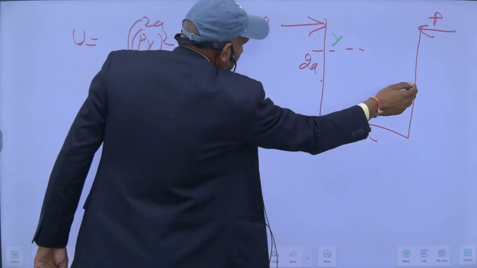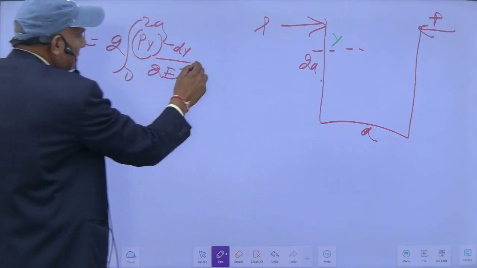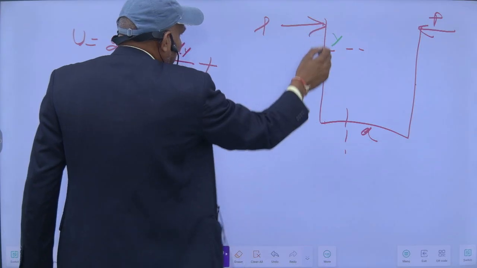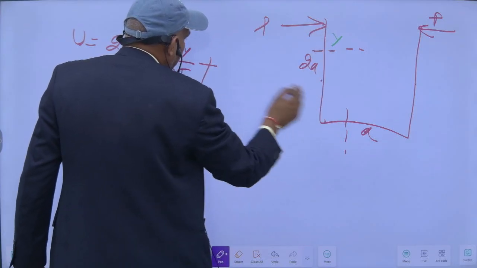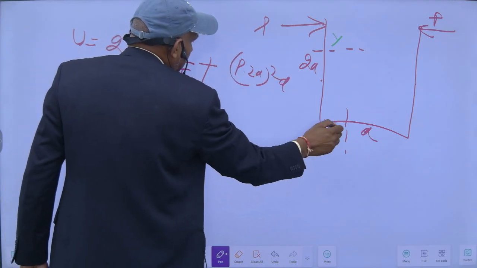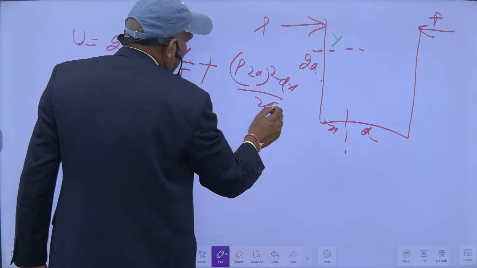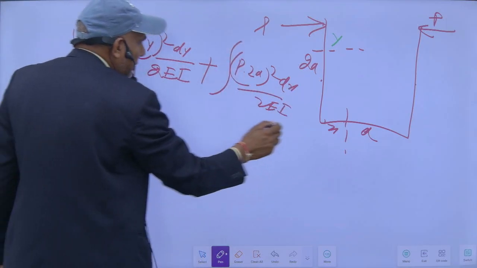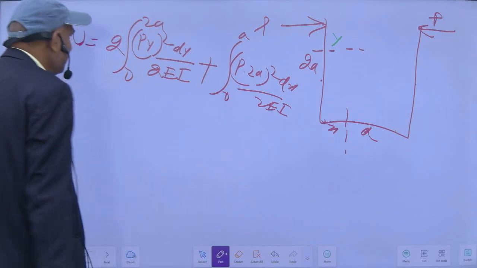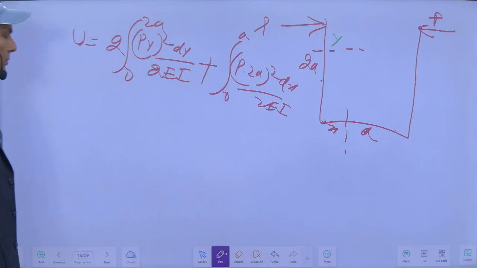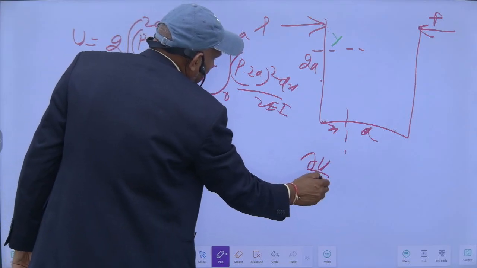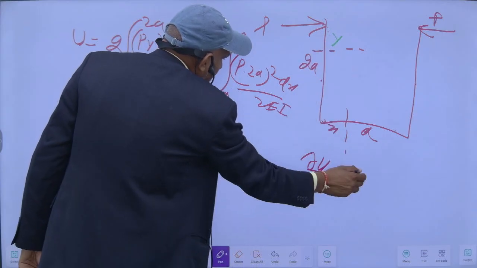And for this plus this will be 2 times of this, plus for this portion, if I take, this will be P into 2A, P into 2A. This is M square dx upon 2EI, and integration from 0 to A. This is U. So deflection at this point will be delta U upon delta P. This will give the deflection at this point.